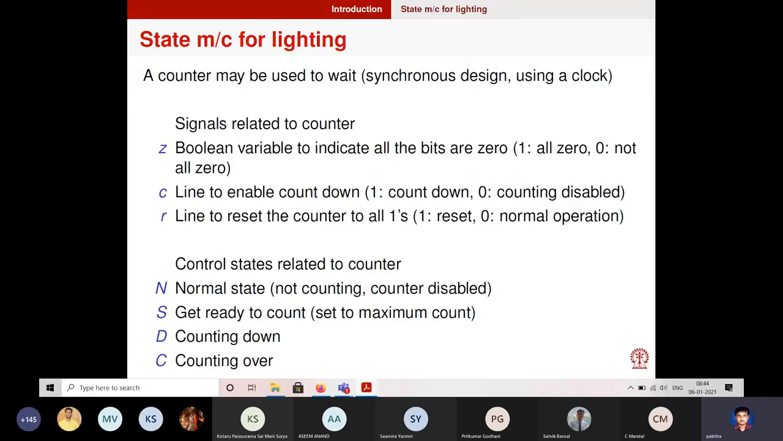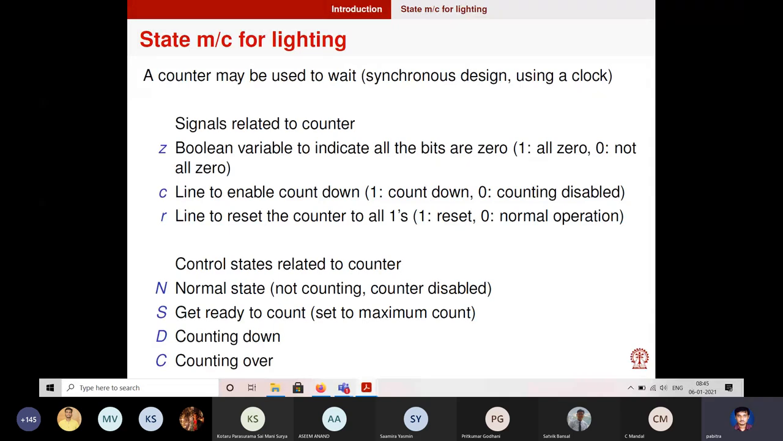if you reach 0, and still the light is on, you know it's not a lightning, it's a sunlight or something. But before it becomes all 0, maybe the light has come down, it means you need not count anymore. It means that it was a lightning. It did not stay for 1,000 milliseconds. Okay, and then you have to restart. You have to restart again for the next lightning. So you have a line R which resets it to all 1.